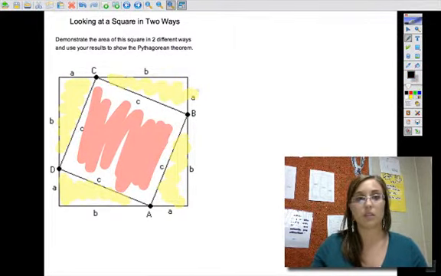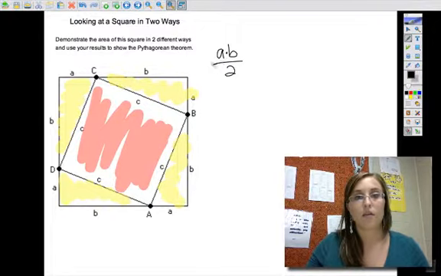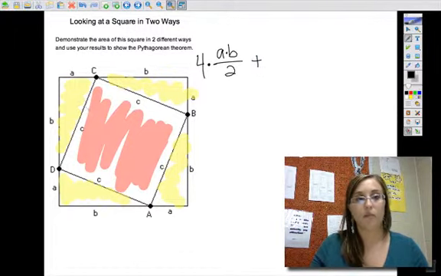So the first thing I'm going to do is think of the fact that all 4 of these triangles are the same. This triangle is A times B divided by 2. That's the area formula. And there's 4 of these triangles, so I'm going to take it times 4. And then I'm going to add the area of my square here, c squared, c times c.